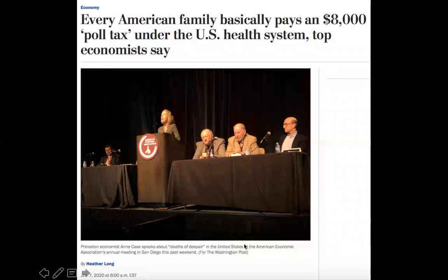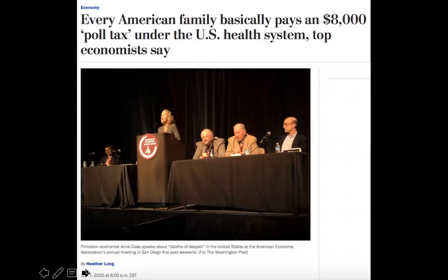Angus Deaton and Ann Case, really famous economists, have studied this the last couple of years. In their estimation, every American family basically pays an $8,000 extra tax, a poll tax, whatever they're paying in taxes. The way we pay for healthcare means that every family coughs up an extra $8,000 and gives it to the U.S. healthcare system as a tax. We don't actually see a tax bill that says U.S. healthcare, $8,000. But our overpaying for everything in healthcare means that collectively we're all paying $8,000 extra for something other countries get for $8,000 less.